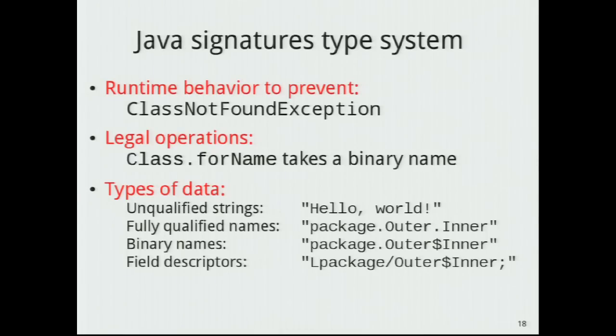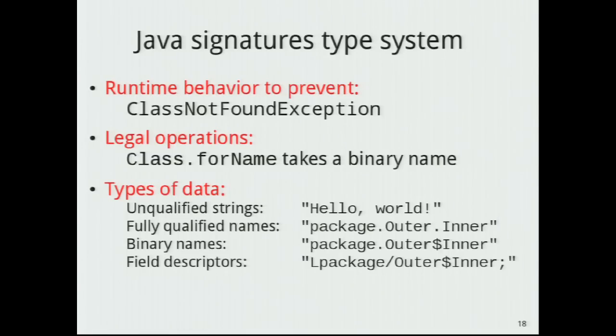Java has a Class.forName method, and that takes a so-called binary name. Turns out Java has 3 different representations for a class as a string. So we divide all data into 4 types. They're unqualified strings, sort of arbitrary strings like hello world. They're fully qualified names like package.outer.inner, binary names like package.outer$inner, and field descriptors like Lpackage/outer$inner;.